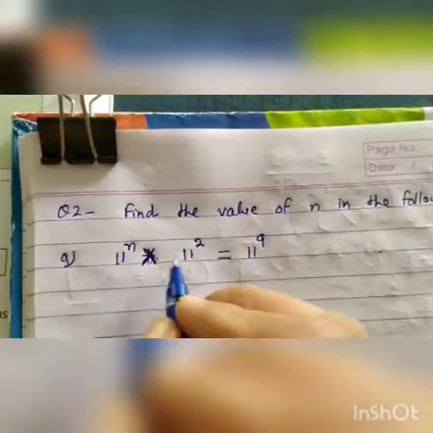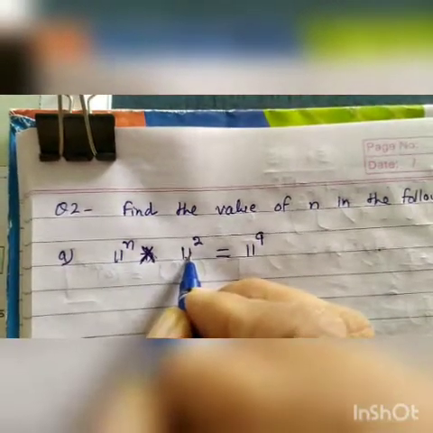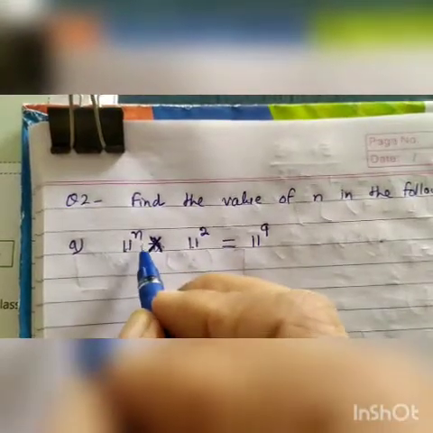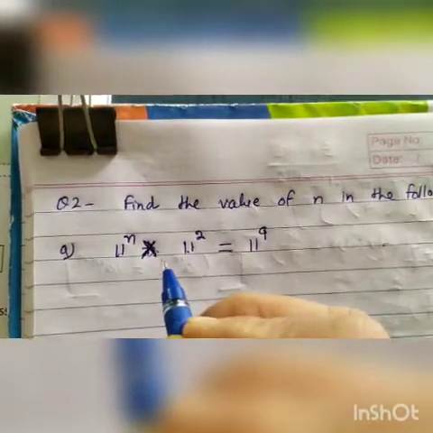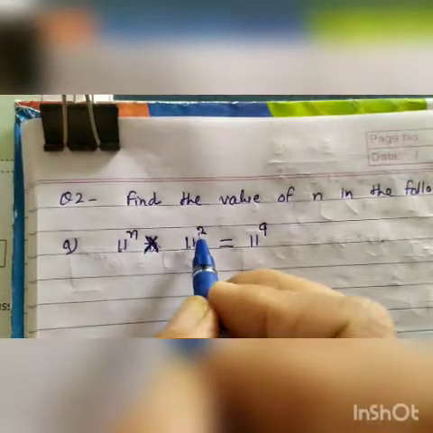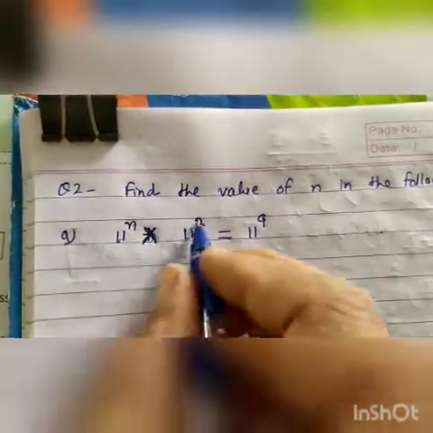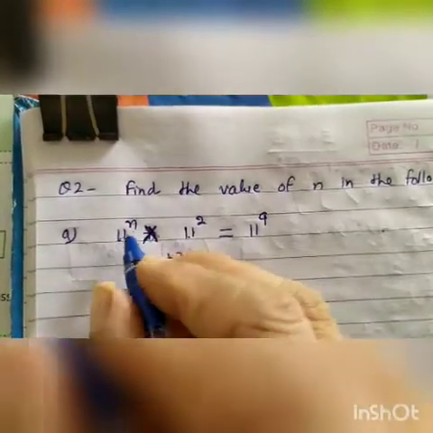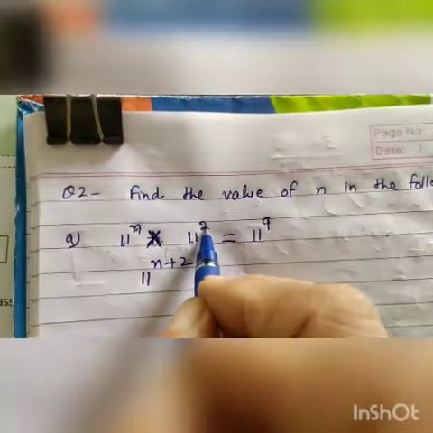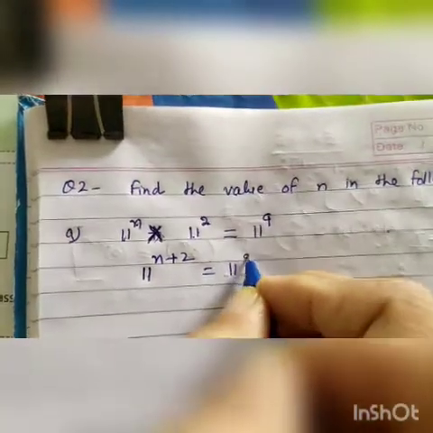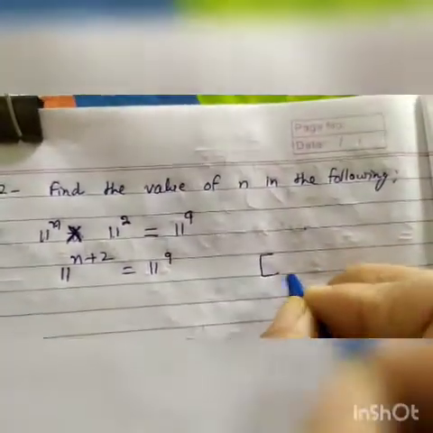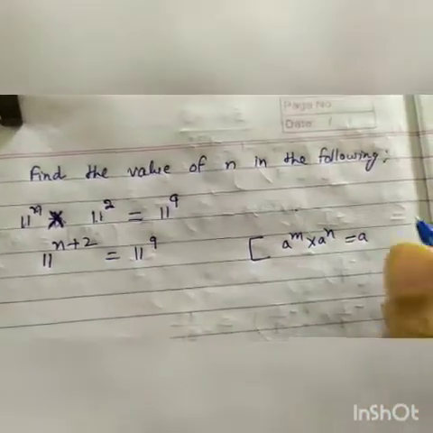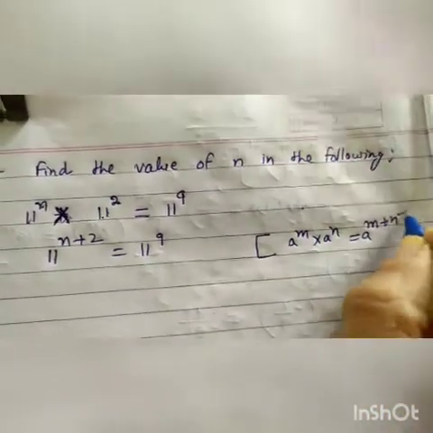Again students, see here, both the bases are same and there is a multiplication sign. Then what will we do? We will use the first law, the product law of exponents, and we will add the exponents. We can write it 11 power n plus 2. This 11 power n plus 2 is equal to 11 power 9. We will write here a power m into a power n is equal to a power m plus n.